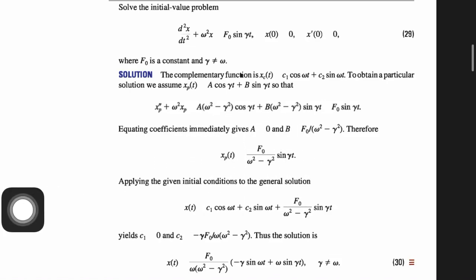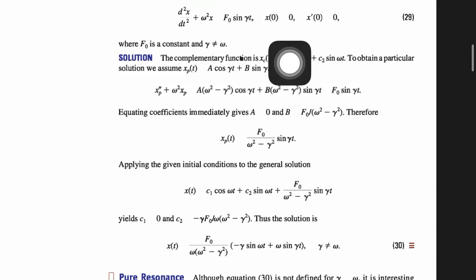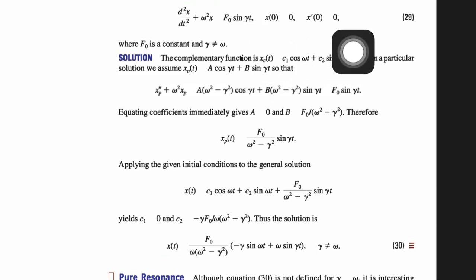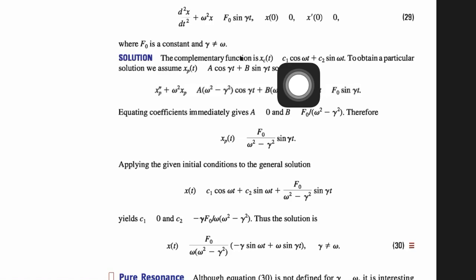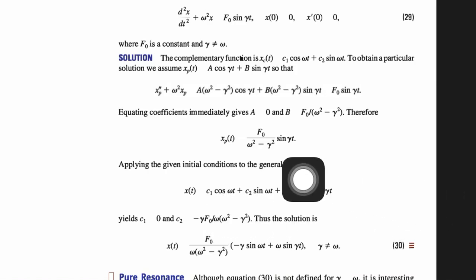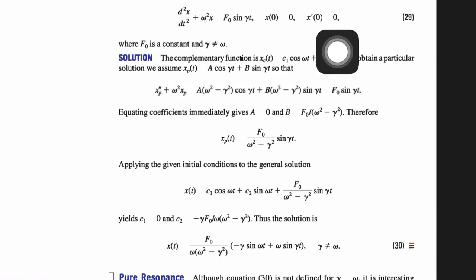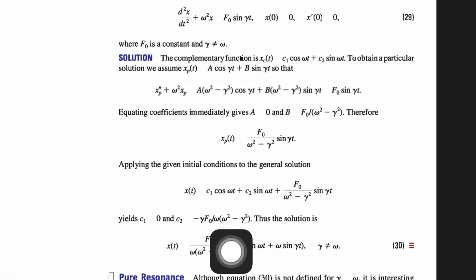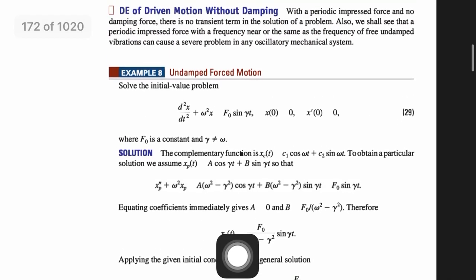Applying the given initial conditions to the general solution: x of 0 equals 0 and x dash of 0 equals 0. Putting the initial conditions, I got x of t equals c1 cos omega t plus c2 sin omega t plus the particular solution. When I put the initial condition x of 0 equals 0, I got the values of c1 and c2. Putting the values of c1 and c2 in this equation, I got that result. So this is the undamped forced motion.